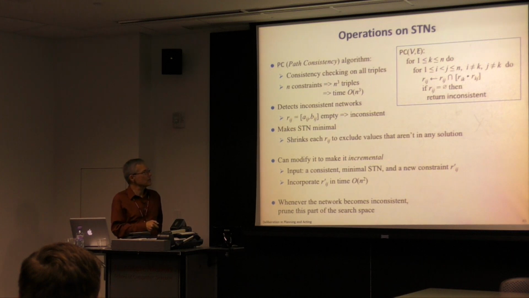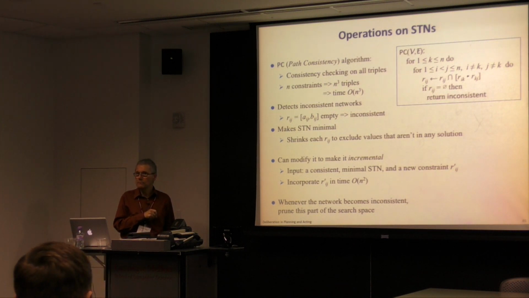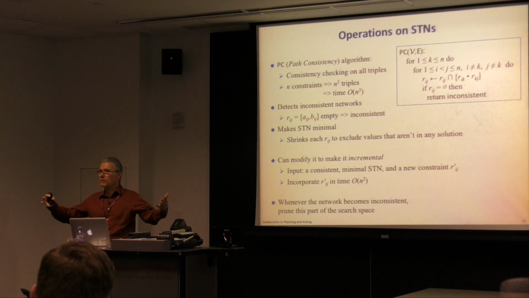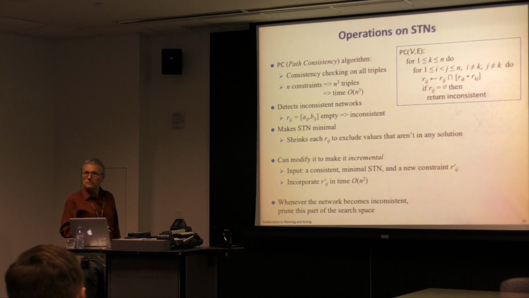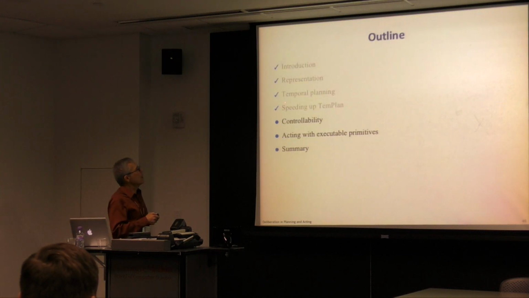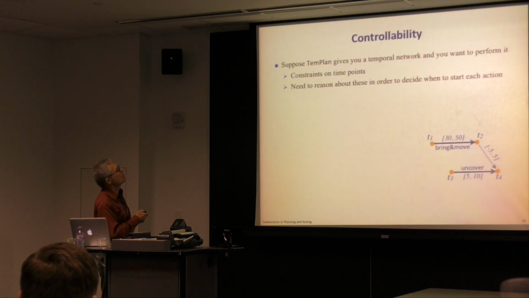You can modify this algorithm to make it incremental, so that if you have as your input an STN that's already both consistent and minimal, you can add a new constraint to it, and you can check the triples involving that constraint in time order of n squared. So when I said that you could create the initial STN in time n cubed, that would be this algorithm, and then update it in time n squared, that's what I was talking about. You do that check, you can prune parts of the search space that way, that can make the algorithm run faster. Next, I'm going to talk about controllability.